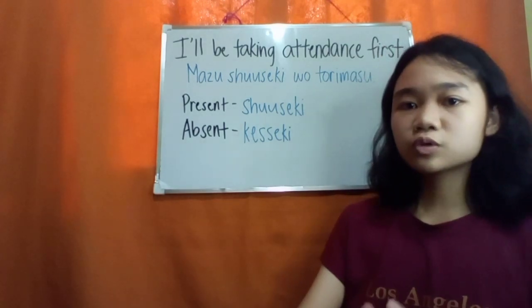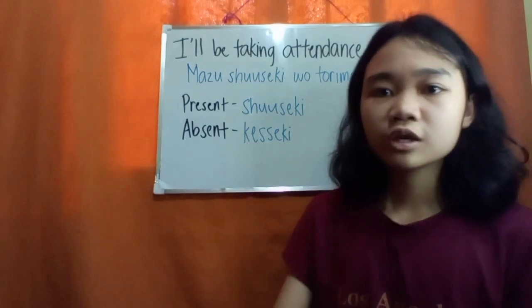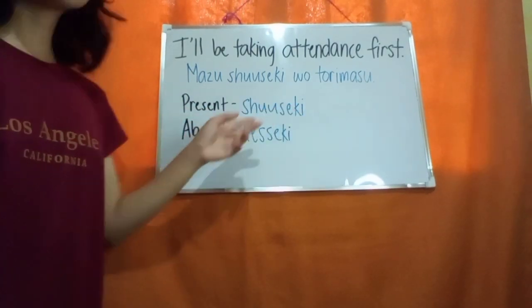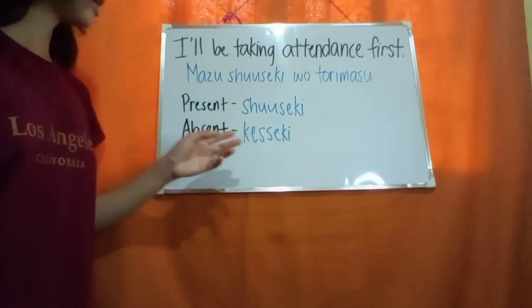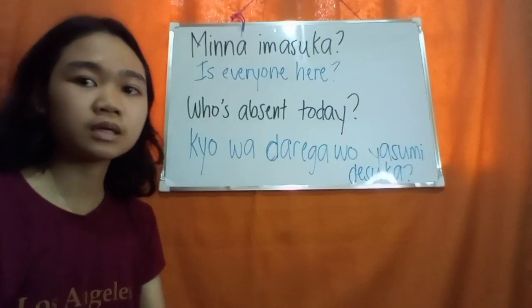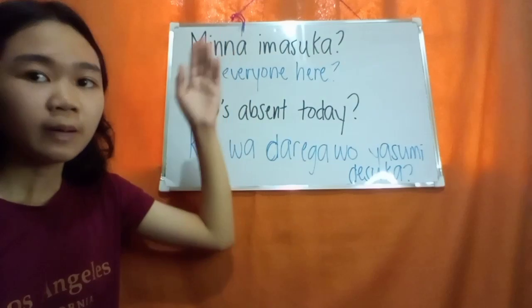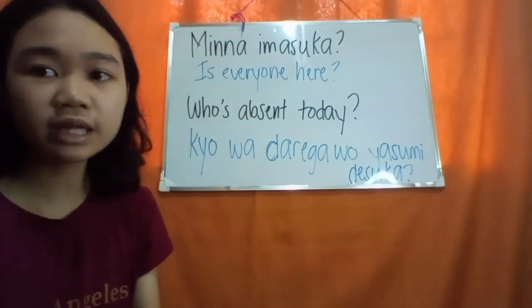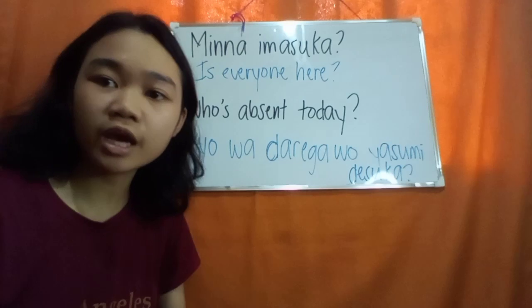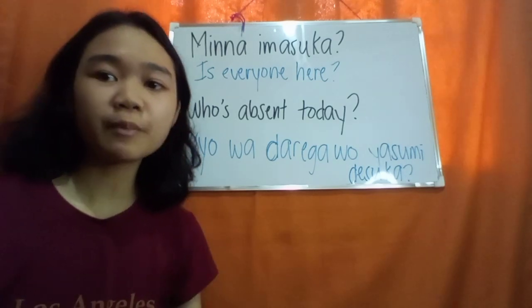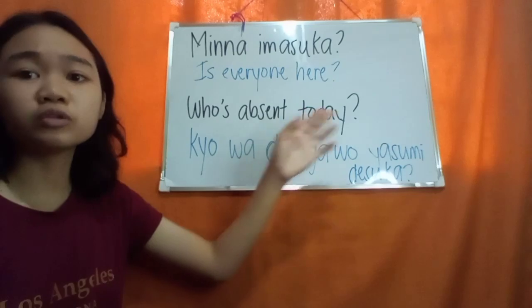まず、出席を取ります。 Present is 出席. Absent is 欠席. So that's how we say it in Japanese. Next, みんないますか? Is everyone there? みんな is everyone, everybody. いますか is there, is here, is there. So that's how we say it. みんないますか? Is everyone here?